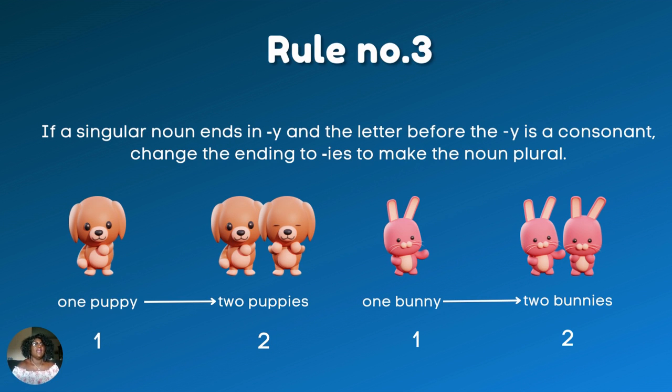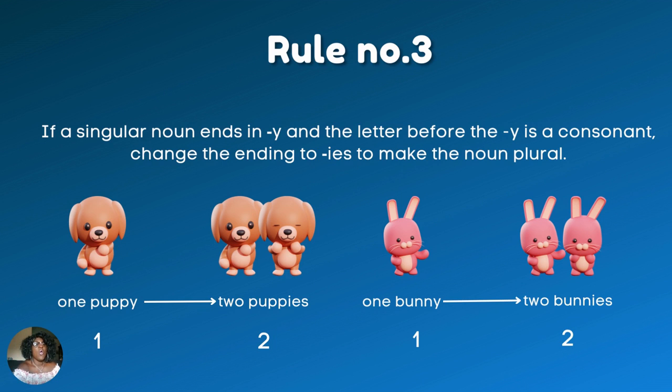Rule number 3. If a singular noun ends in Y and the letter before the Y is a consonant, change the ending to IES to make the noun plural. So, if a word ends in Y and the letter before that Y is not A, E, I, O, U, it's a consonant, and we have to add IES to make it plural.